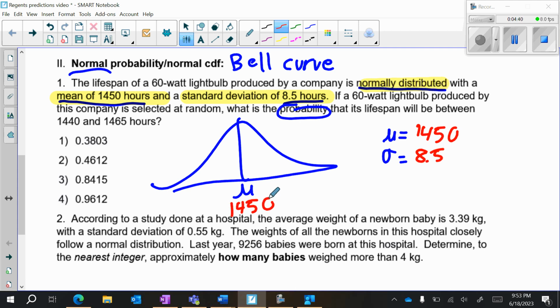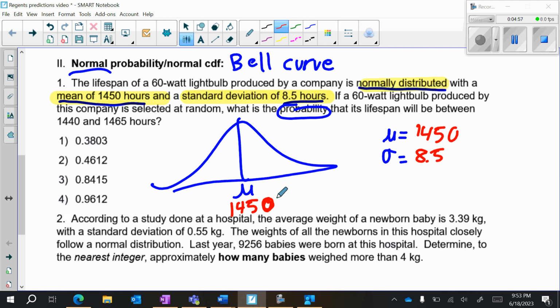Now, some of you are going to be resistant to drawing the bell curve. Please draw the bell curve. It's really helpful because a lot of you are just trying to do this in your head. And the problem is that sometimes you're not visualizing the correct lower bound and upper bound of your area.